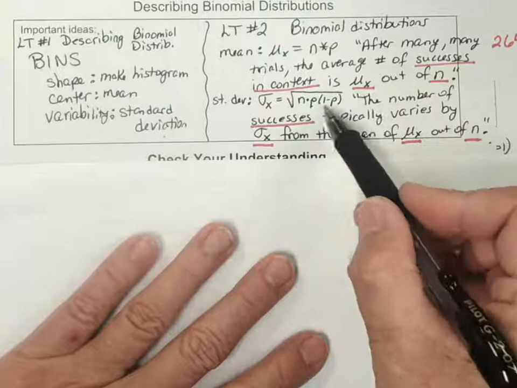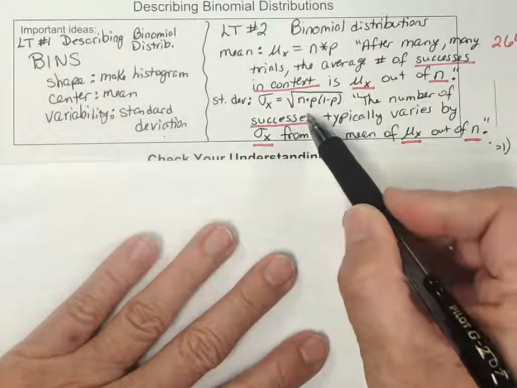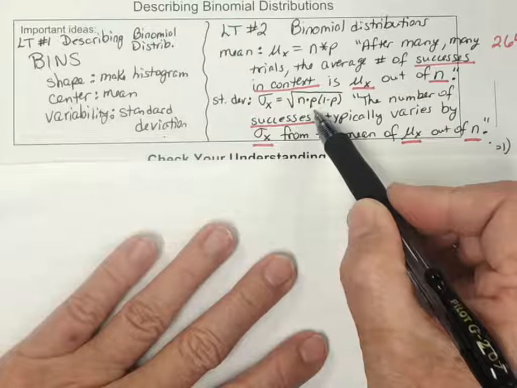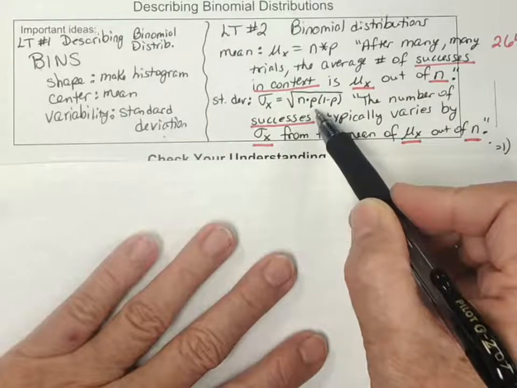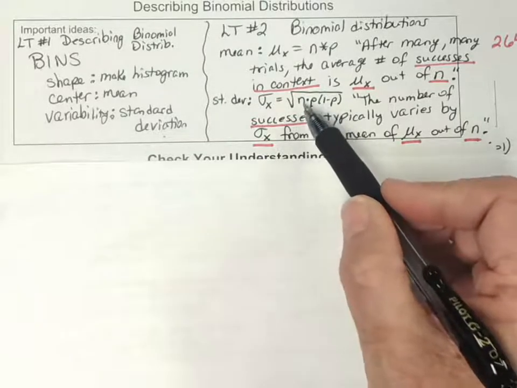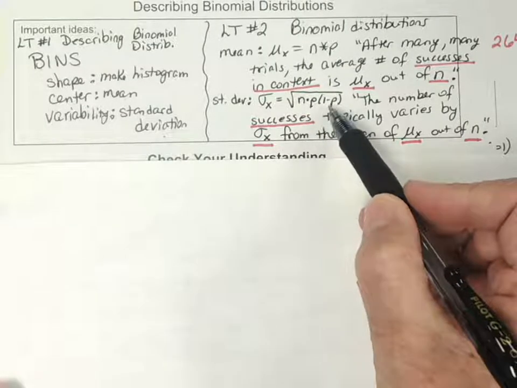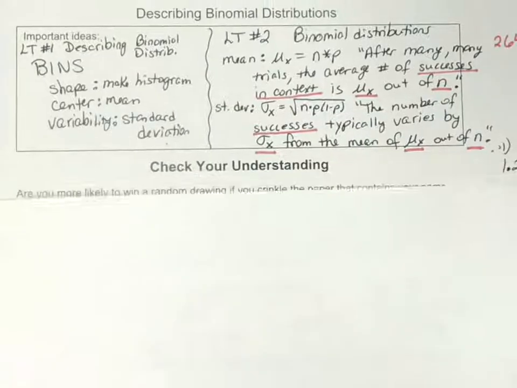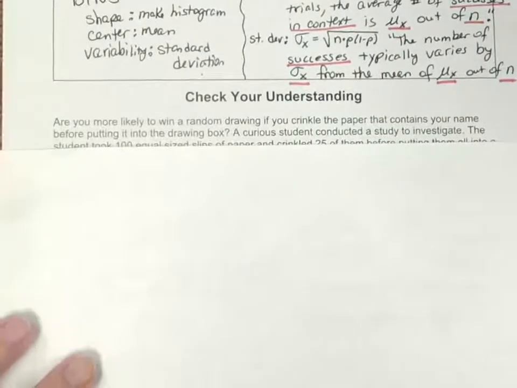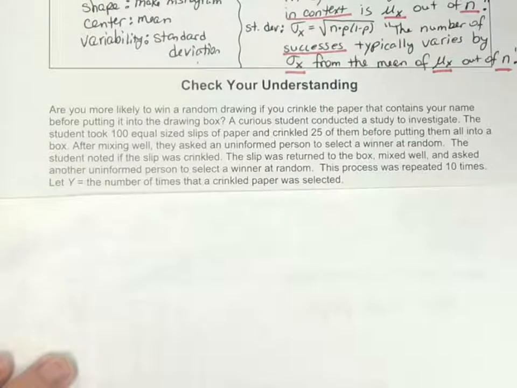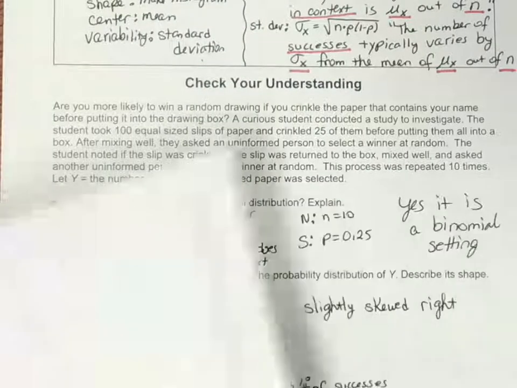Again, this is a much easier formula to find the standard deviation, but we can only use it if we've already shown that our setting is a binomial setting. So n is the number of trials, times the probability of success, times the probability of failure. Let's take a look at this check your understanding. I encourage you again to pause this and go through it, but I will go through the answers now.